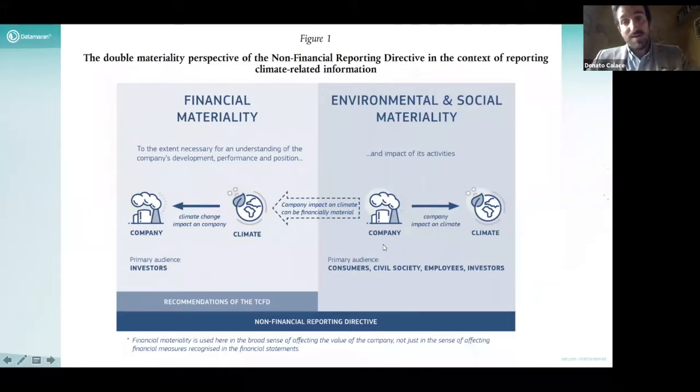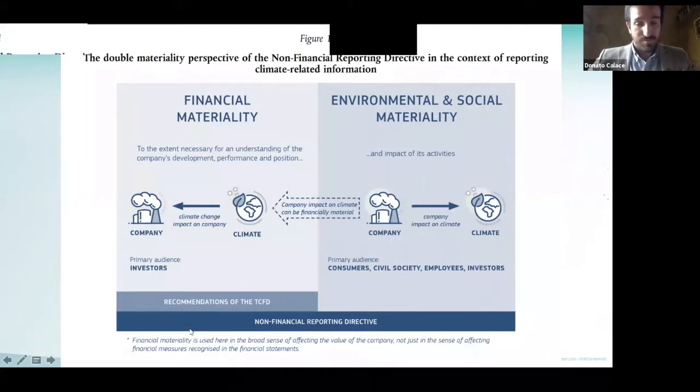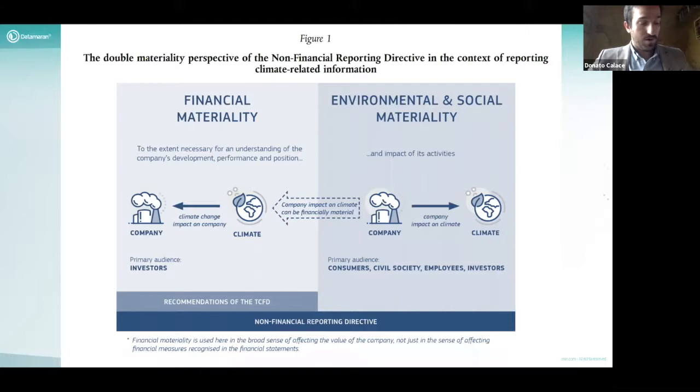And the other perspective is environmental and social materiality. So this perspective is really the perspective of the activities that the company is performing, how they impact the environmental and social sphere that the company is in relation with. It's also interesting to see the different audiences that are addressed by the two materiality perspectives. Of course, financial materiality is more relevant to investors, whereas the broader array of stakeholders that includes consumers, civil society, employees, and investors is covered by environmental and social materiality. As you can see from this side of the visualization, the non-financial reporting directive covers both perspectives.